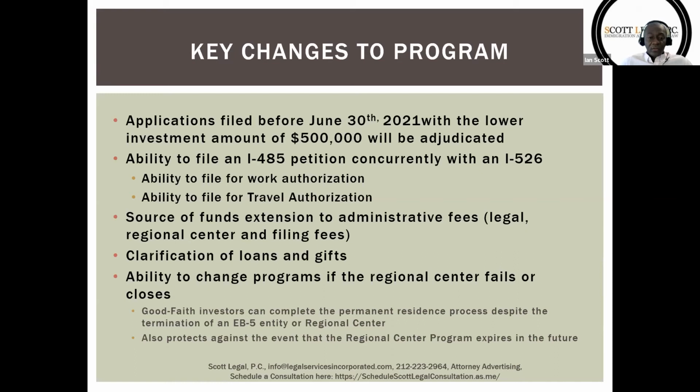They also clarified loans and gifts can come from anyone. That's because I think some lawmakers wanted to limit it and say loans and gifts can only come from immediate relatives, but that didn't pass. And then there's some ability to change programs if something happens to the particular regional center.